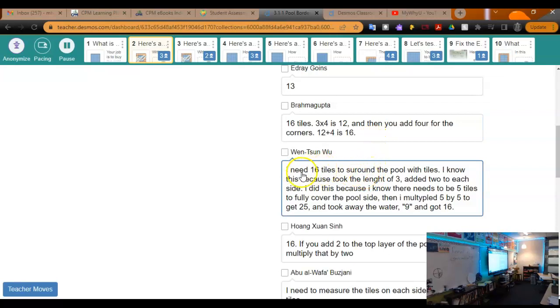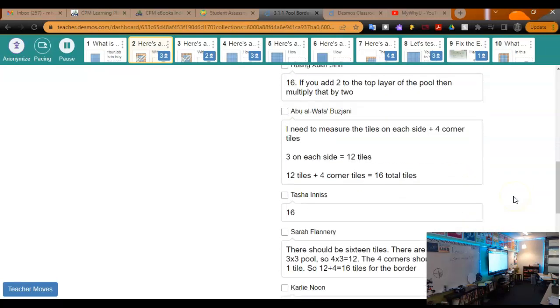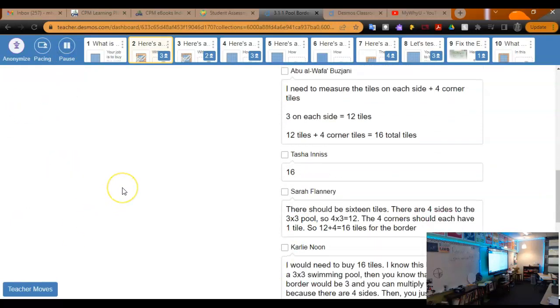Ooh. I need 16 tiles to surround the pool. I know this because I took the length of 3, added 2 to each side. I did this because I know there needs to be 5 tiles to fully cover the pool side. Then I multiplied 5 by 5 to get 25 and took away the water 9. I got 16. That's like an exemplary level answer right there. Okay, copy paste. All right, so go ahead and keep going.